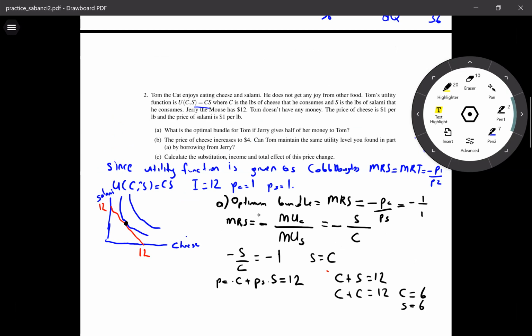I made a small mistake here. This should be 6, because it says Jerry is giving half of her money. This is the income of Jerry, but she is giving just half of it, so this should be 6 and 6, and this should be 3 and 3.